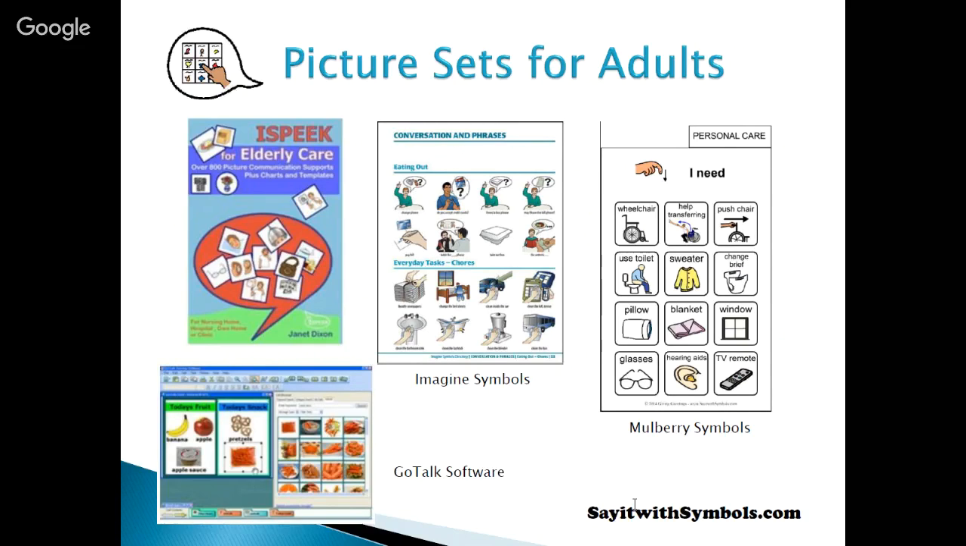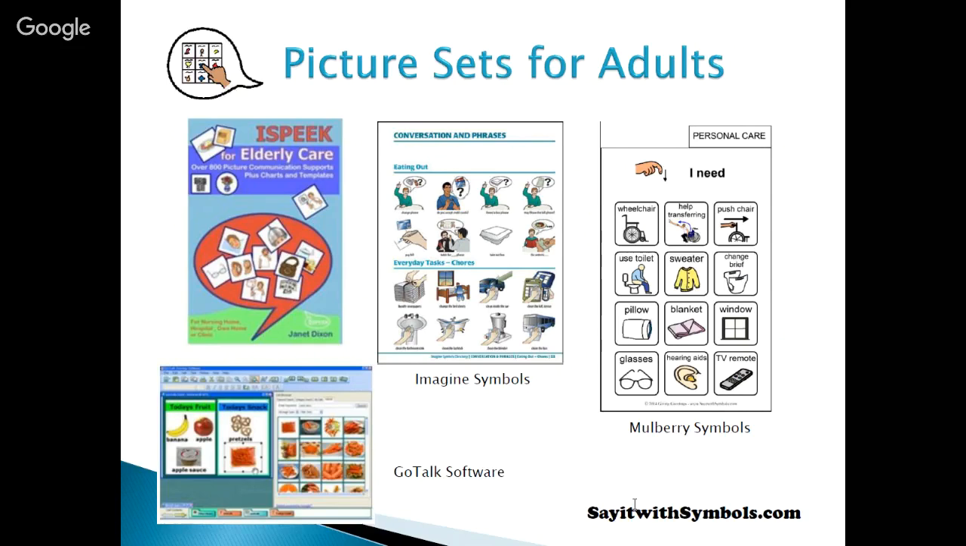For my products at Say It With Symbols, I use a symbol set called Mulberry Symbols, again out of the UK, which we license from them to create our communication books. This one I'm showing you here, the one that says Personal Care, is from our portable communication book. So it's a small photo album sized book, and those symbols are still line drawings, but they're not sort of childlike.